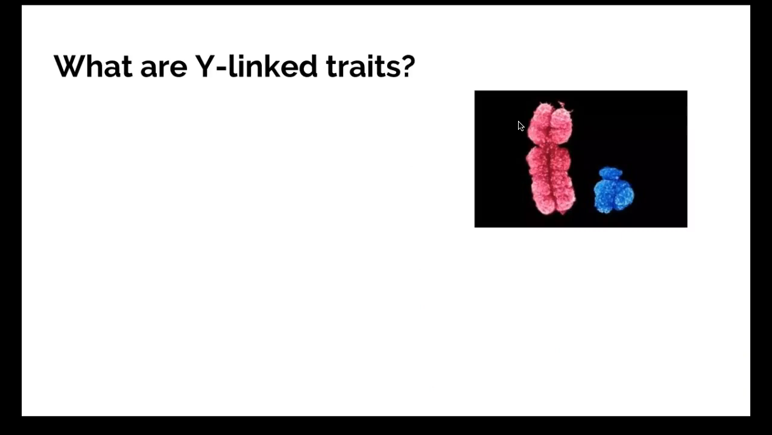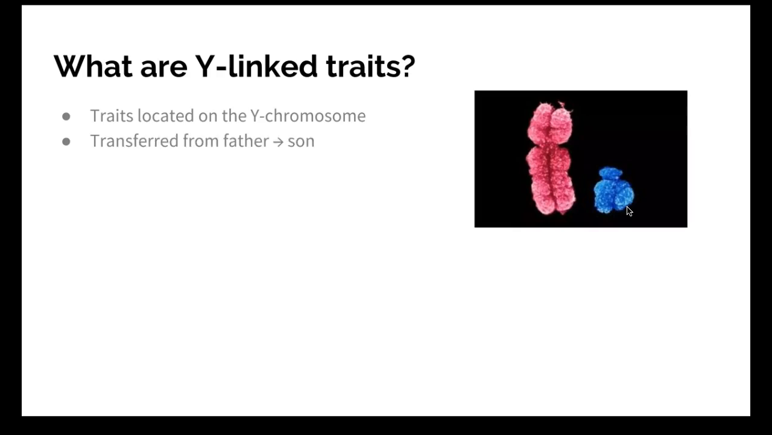So we have other things like Y-linked traits. If you look at the difference between the Y chromosome and the X chromosome, the Y chromosome is just significantly smaller. So there's not actually lots of examples of this, but these are traits that are located on the Y chromosome. They would be transferred from father to son because the father donates his Y chromosome to his son, not to his daughters, because daughters don't have Y chromosomes.